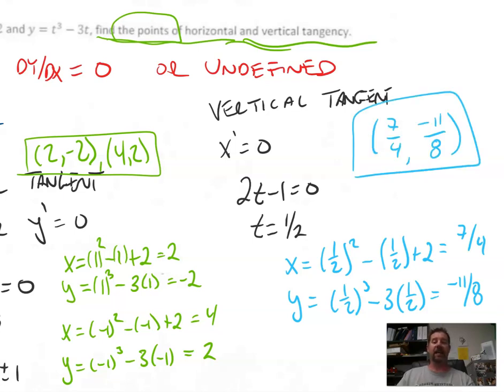All right, we're going to skip number 4 because it's just like this one here, and we're going to move on to number 5. Number 5 is asking us, given a particle whose position is defined by x equals cosine t and y equals sine 2t, find the particle's speed at t equals pi over 2.